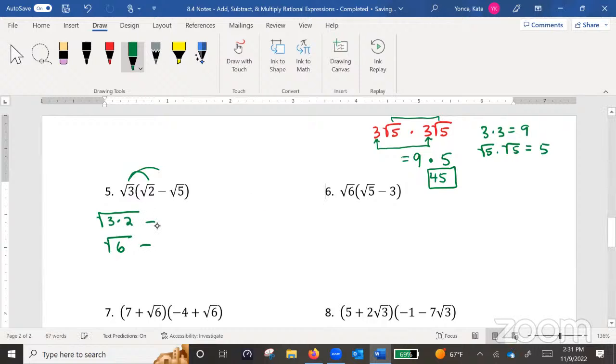minus square root of 3 times square root of 5. Well, I can put those together. And again, this part you can just do in your head. 3 can't be broken down any further. 5 can't be broken down any further. And there's no 2 things to circle. That's how I could simplify. So I just multiply then 3 times 5.